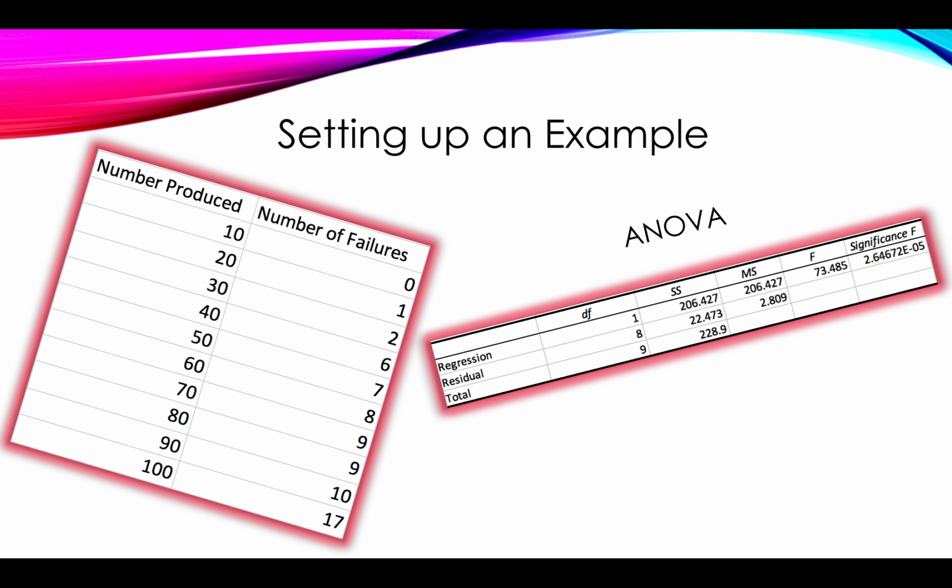Setting up an example, I made a chart on the left, as you can tell, of the number of a product produced versus the number of failures of that product. And then once plugged into Excel, we get the ANOVA table on the right that tells us many important factors about the regression of that data.